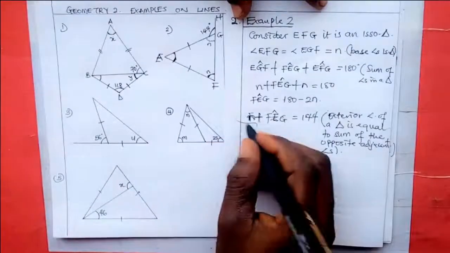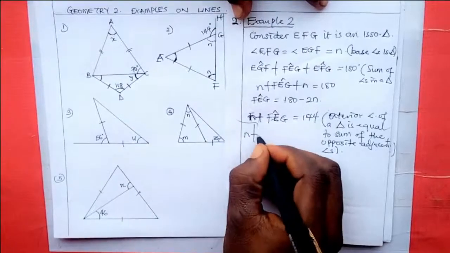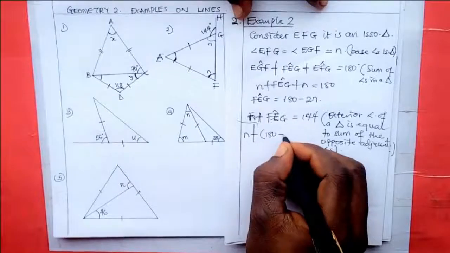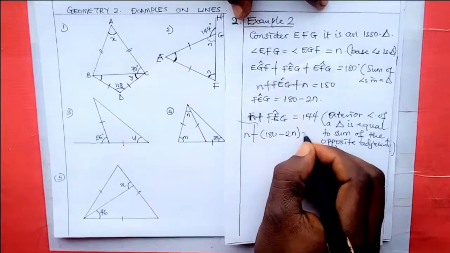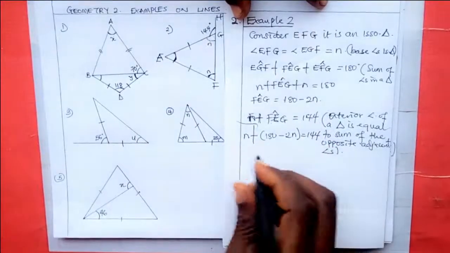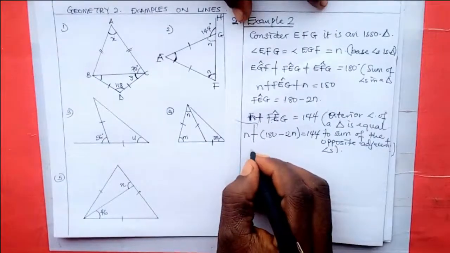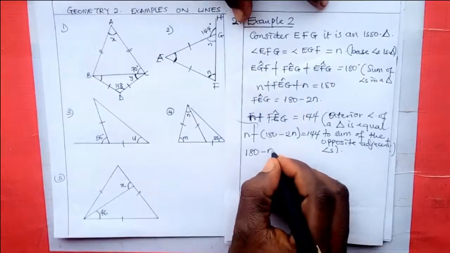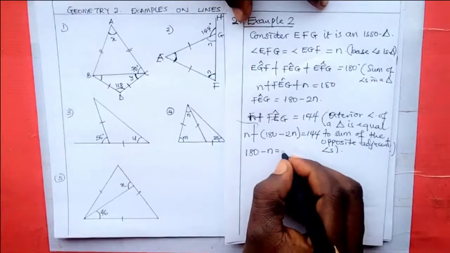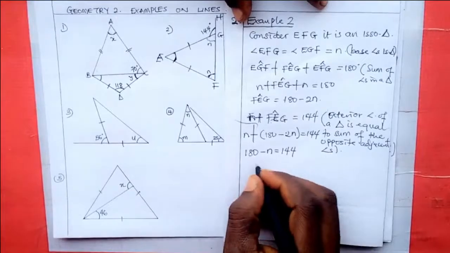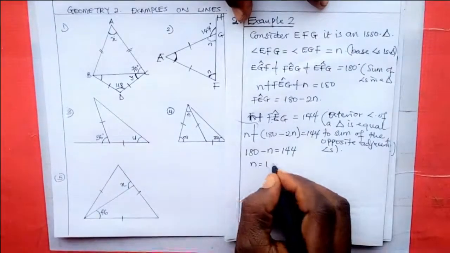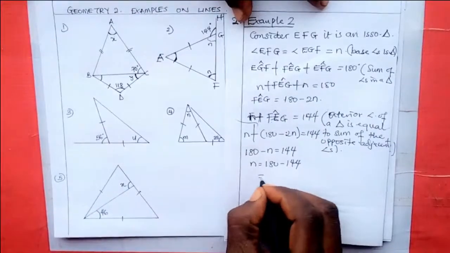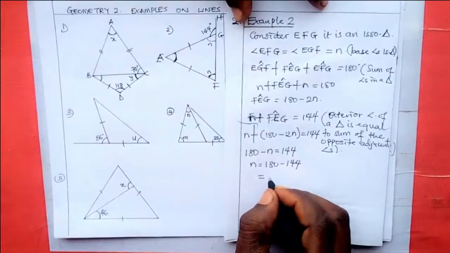So therefore n plus 180 minus 2n is equal to 144. So you have it to be equal to 180 minus n is equal to 144. So n is equal to 180 minus 144. So n is equal to 36.